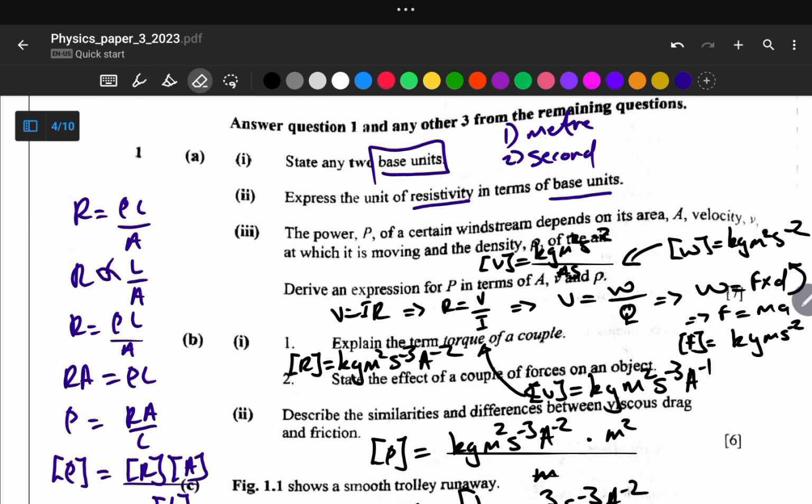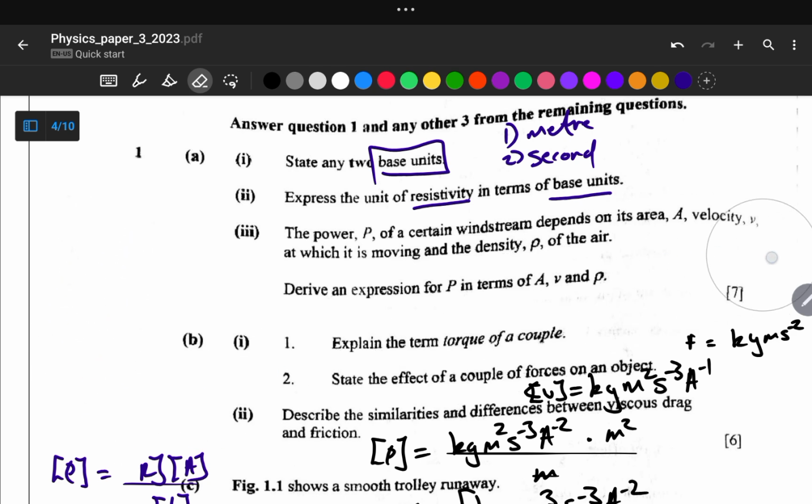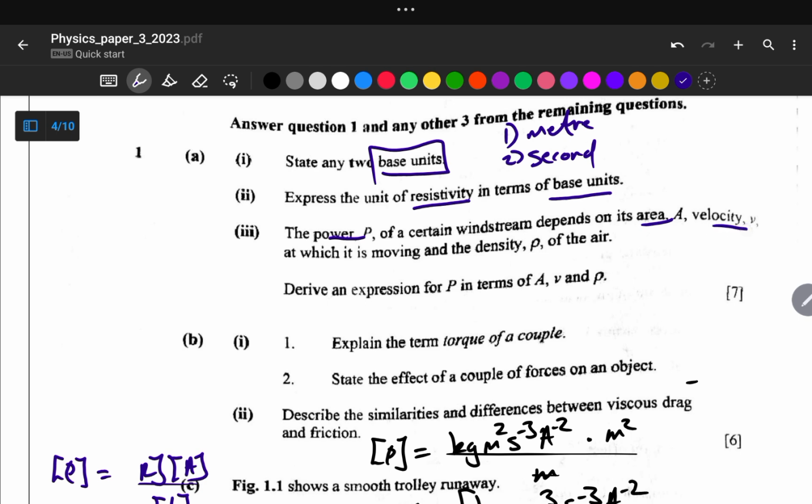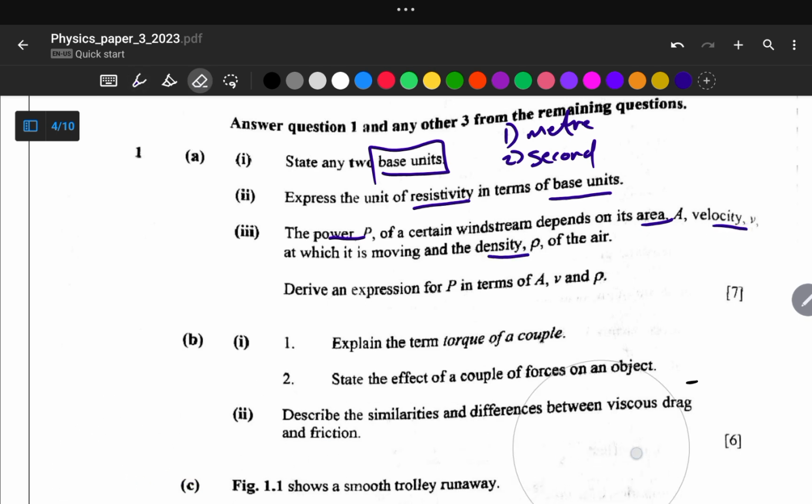So the next question requires us to derive an expression for P in terms of A, V, and rho. Given that P is for power, A is for area, V is velocity, and rho is for density. So we are required to use base units to derive an expression that relates P, A, V, and rho. So you can now say P is equal to rho raised to the power x, A raised to the power y, V raised to the power z, like this.